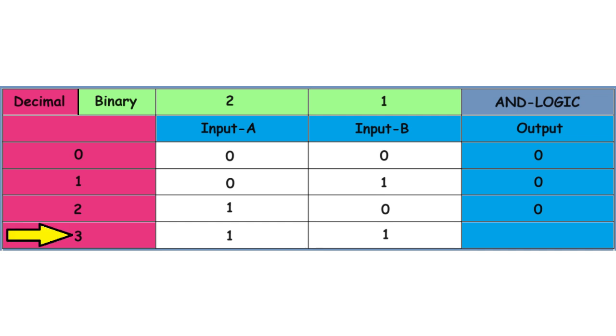The last row and final combination to consider by applying AND logic, we find input A and input B are both high or true, represented by 1s, and therefore the AND logic is satisfied, giving us a high or true state in the output position of the AND gate truth table, which will now be represented by a 1.